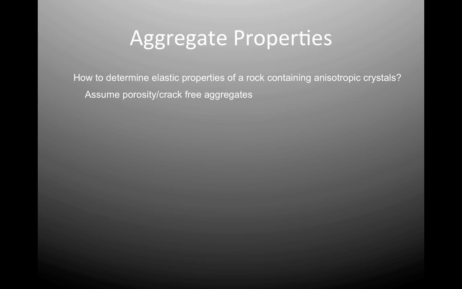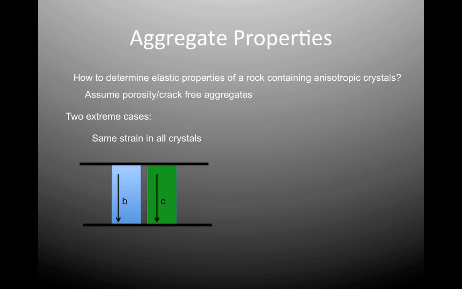Now, the beginning of this is to assume that you have porosity and crack-free aggregates. And we can imagine conceptually two extreme cases. Let's imagine a rock consisting of two crystals and that the strain is the same in both crystals. So these are two crystals of the same material. They could be different material, but let's imagine we have a b-axis of the crystal aligned in the blue crystal and the c-axis aligned in the green crystal. We apply strain to these crystals by depressing them downwards.